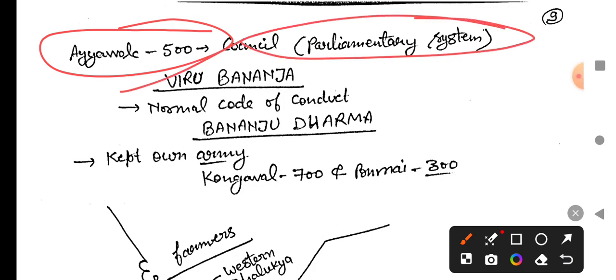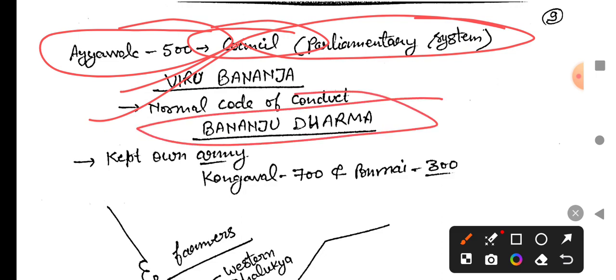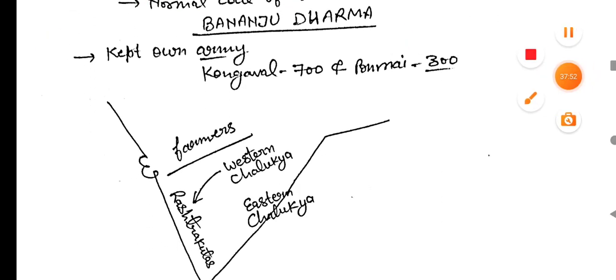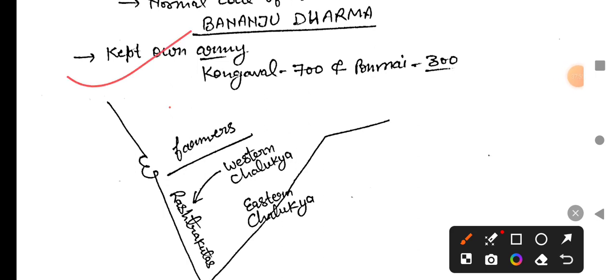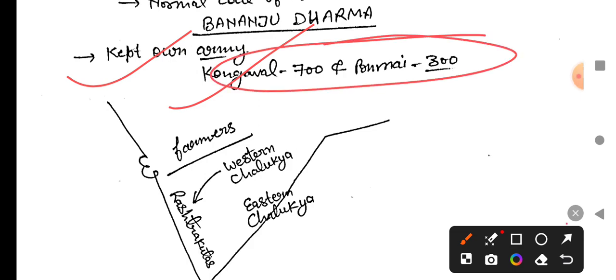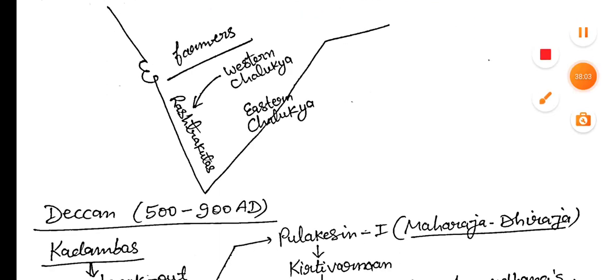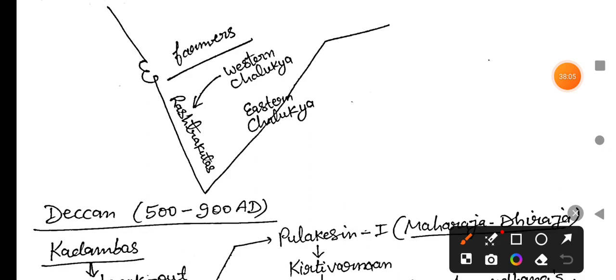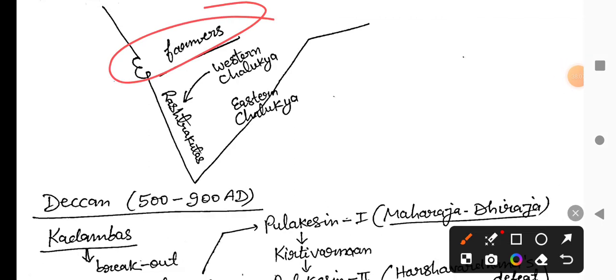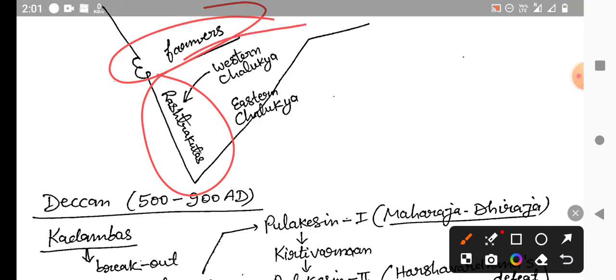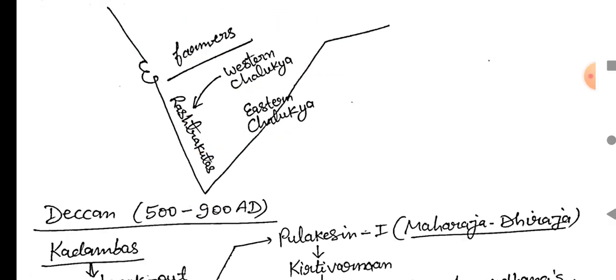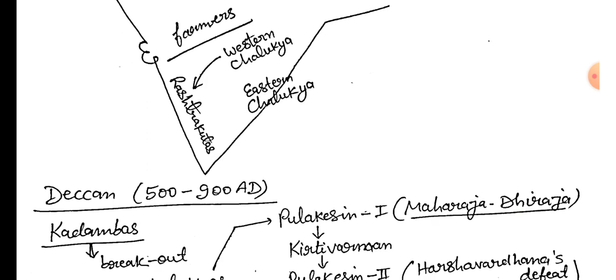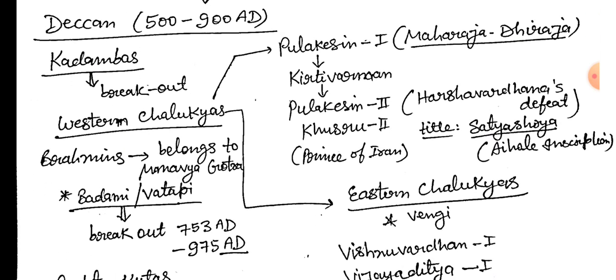Virabananja was the council known in the South Indian language. The normal code of conduct was Bananju Dharma. Kongalva 700 and Ponmai 300 were the army of the king in South India. Okay, and farmers were there, and this is the kingdom of Rashtrakutas, Western Chalukyas, and Eastern Chalukyas. So you should remember these kingdoms which are located in South India.